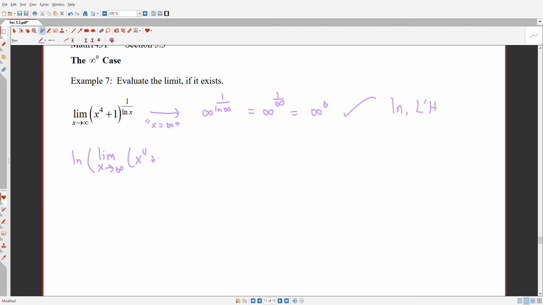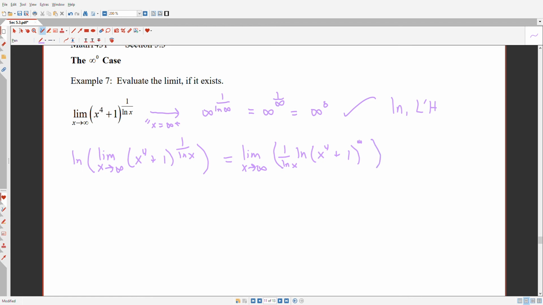So x to the fourth plus 1, all to this bizarre power. And then we bring the natural log inside. So now I have the natural log of x to the fourth plus 1. And I had that weird power up front, but it came down, right? So I had this power up here, but then it comes down and I get a 1 over natural log of x.